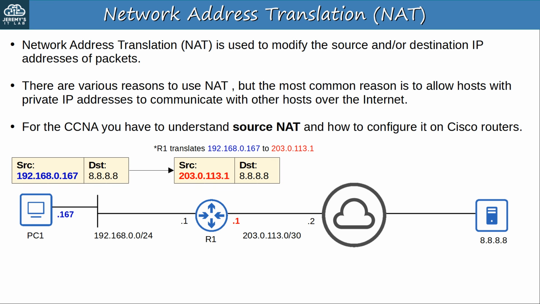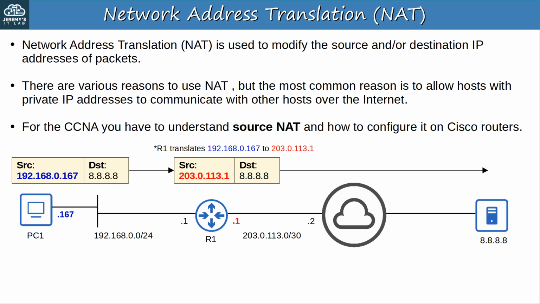Note that in this case, R1 translated PC1's IP address to the IP address of its own interface, 203.0.113.1, but that's only one option. There are many different kinds of NAT. In fact, I'll cover this type of NAT, where the router's interface IP address is used, in the next video, day 45. Static NAT, which I'll cover in this video, doesn't use the router's IP address. It uses a separate address, which you'll see in the next slide. Anyway, R1 then sends the packet out to the internet, and it arrives at its destination, 8.8.8.8.